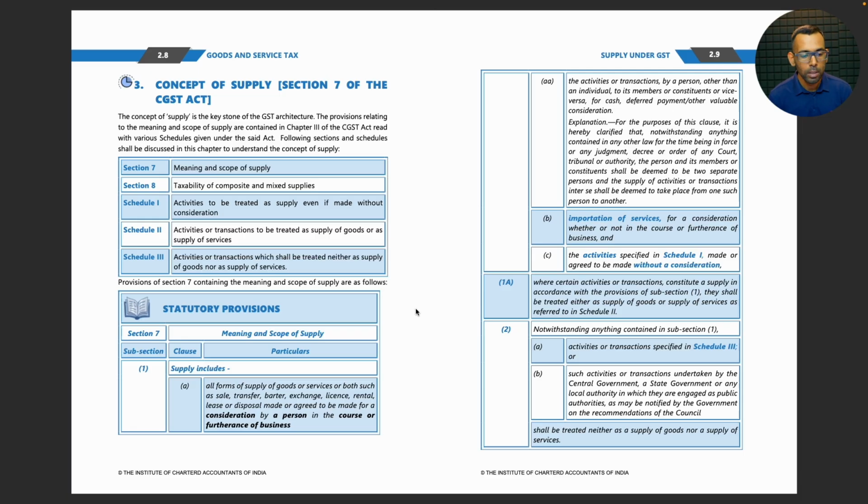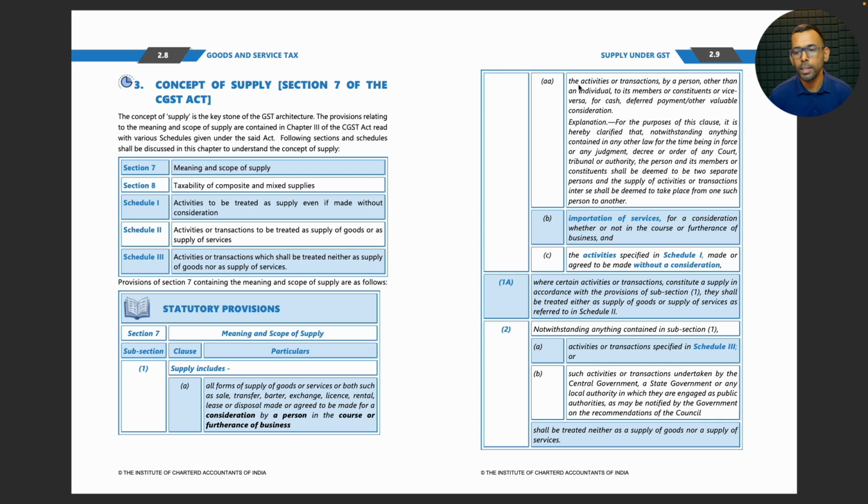Let's talk about Section 7, meaning and scope of supply. Subsection 1, Clause A. All forms of supply includes all forms of supply of goods or services or both such as sale, transfer, barter, exchange, license, rental, lease or disposal made or agreed to be made for a consideration by a person in the course or furtherance of business. So, general sale for a consideration in the course of business or furtherance of business. Furtherance of business means for the development of business.